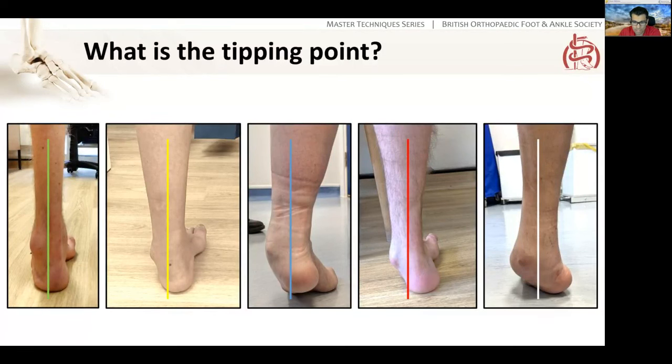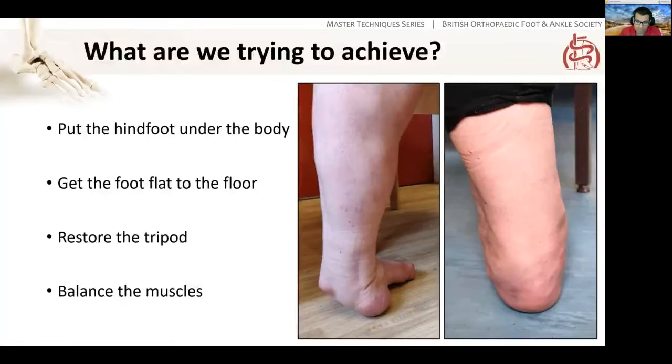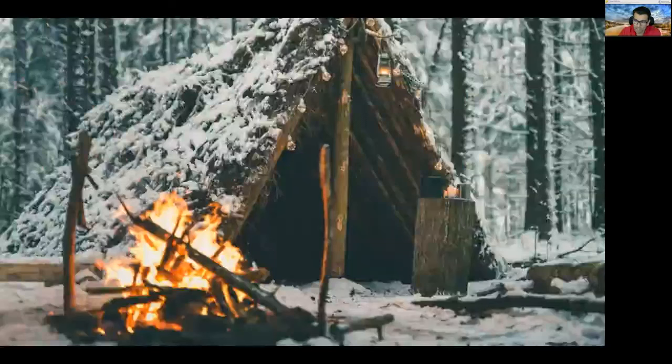So with that in mind, what are my surgical strategies for Cavovarus foot? Well, it echoes what Heath said. I think the first thing we want to know is what are we trying to achieve? What we're trying to do is to put the hind foot underneath the body, get the foot flat to the floor, restore their biomechanical tripod, and then balance the muscles. And if you do that, you achieve what I've got here in the left to here in the right 6 months later. It's all about getting a basic structure that will keep the patient happy, not a cosmetically perfect foot.